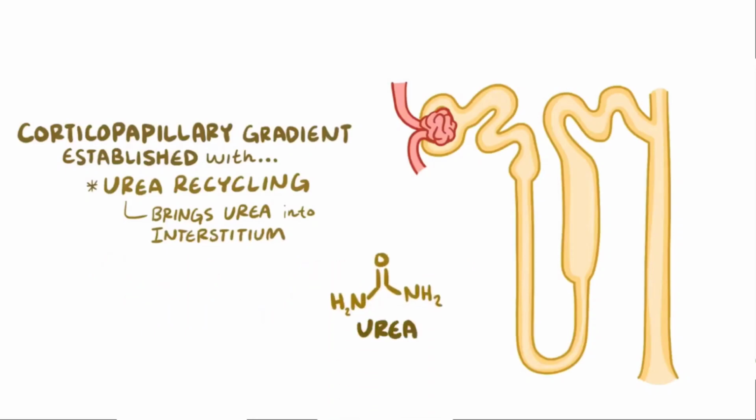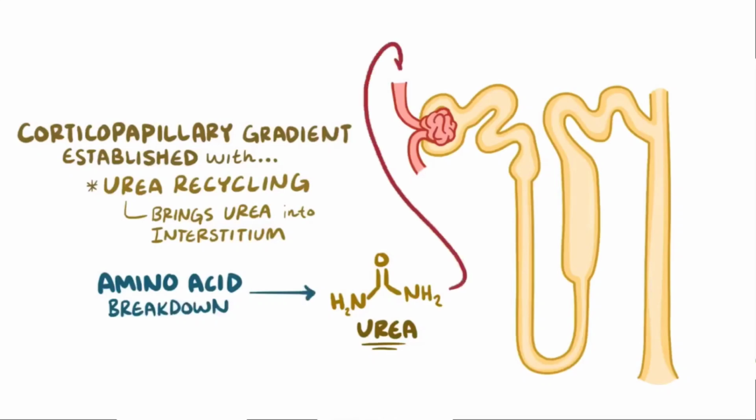Let's focus on urea recycling, and let's start with urea itself, which is one of the blood's waste products. Urea is continually formed within the body as a byproduct of amino acid or protein breakdown, and it's dumped into the bloodstream. So urea molecules in the blood get freely filtered across the glomerular capillaries and make their way through the renal tubule.